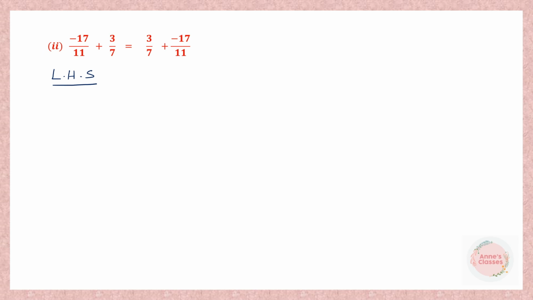So let's take the left hand side now. Minus 17 by 11 plus 3 by 7. So here our denominators are 11 and 7. Let's find the LCM of the denominators.